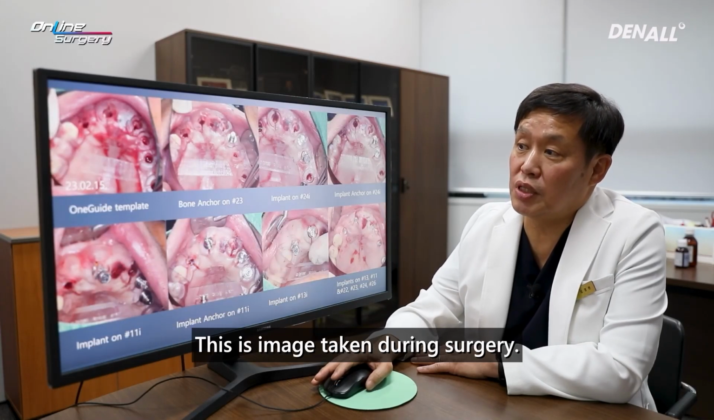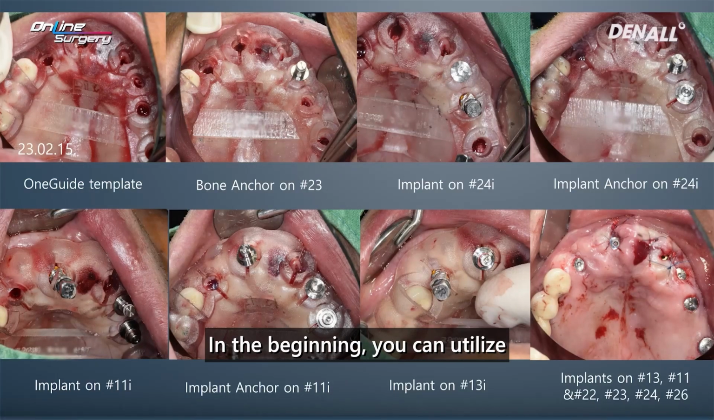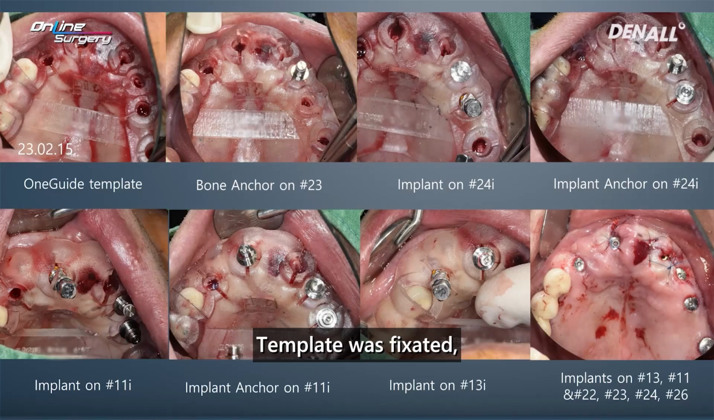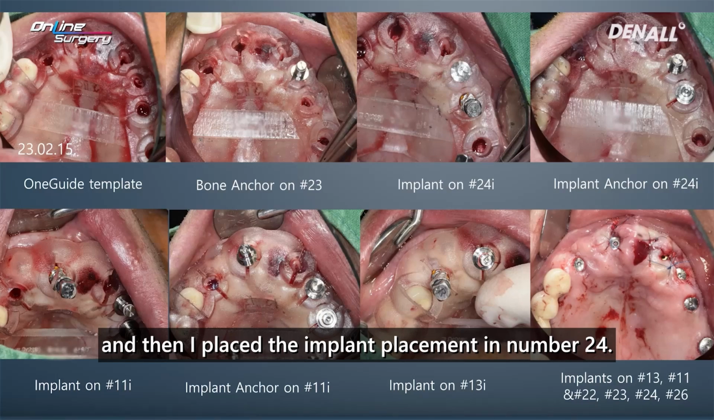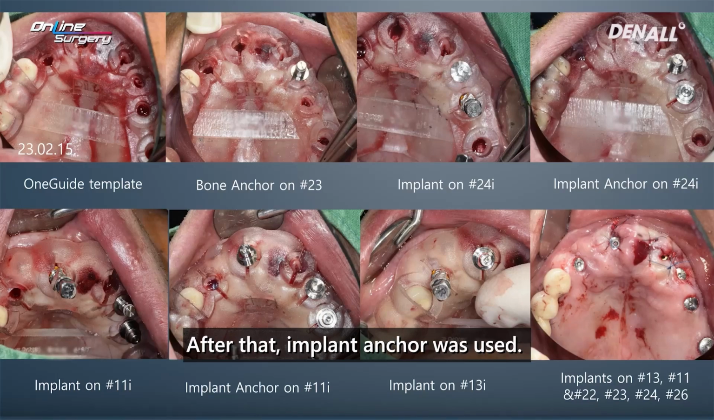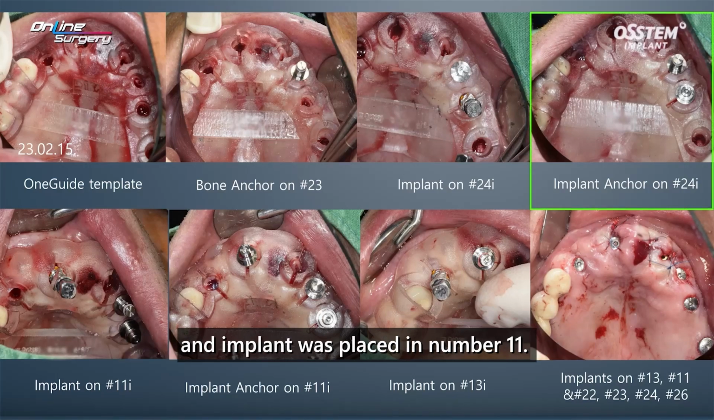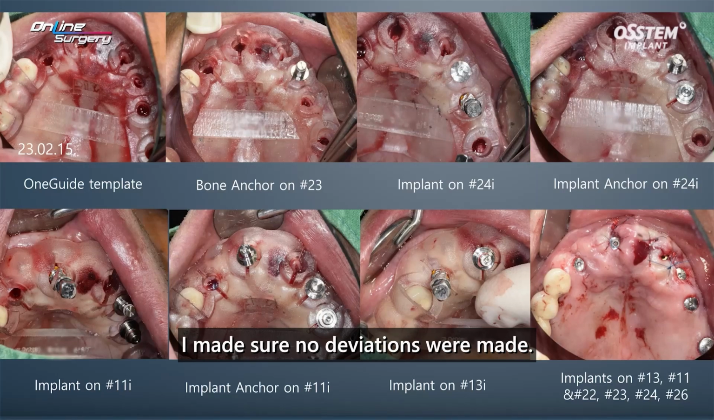This is image taken during surgery. In the beginning, you can utilize the implant in the upper right. I started to perform placing bone anchors from number 23. Template was fixated, and then I placed the implant in number 24. After that, implant anchor was used. Vertical anchors were placed in number 23 and 24, and implant was placed in number 11. I made sure no deviations were made.